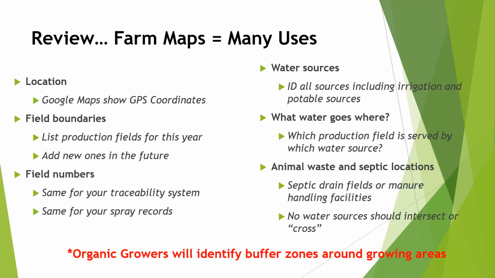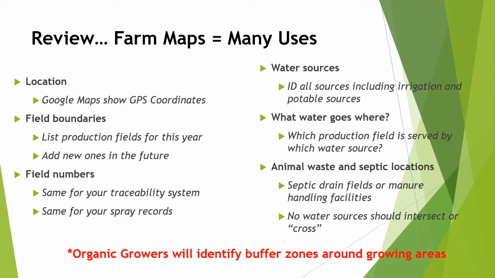Let's do a quick review. Farm maps equals many uses. You'll use your farm maps to show your location, Google Maps to show the GPS coordinates, and your latitude and your longitude information. You can draw your field boundaries, list your production fields for this year, and you can add new ones in the future.